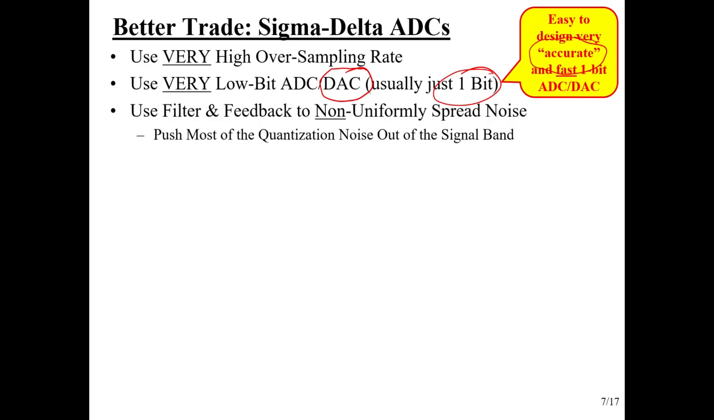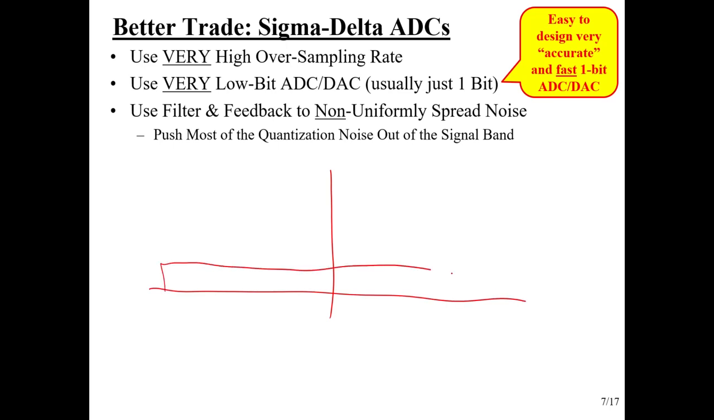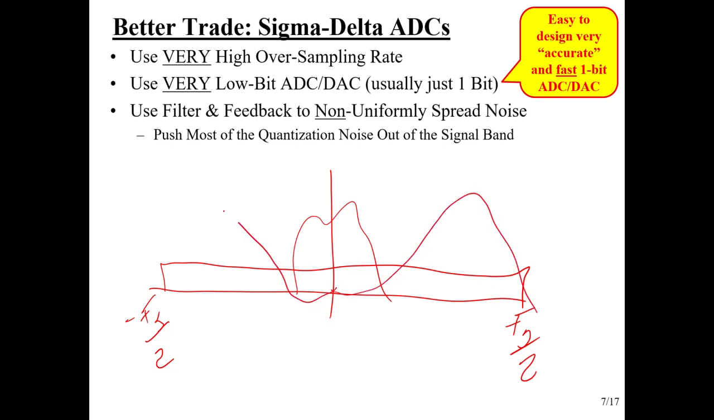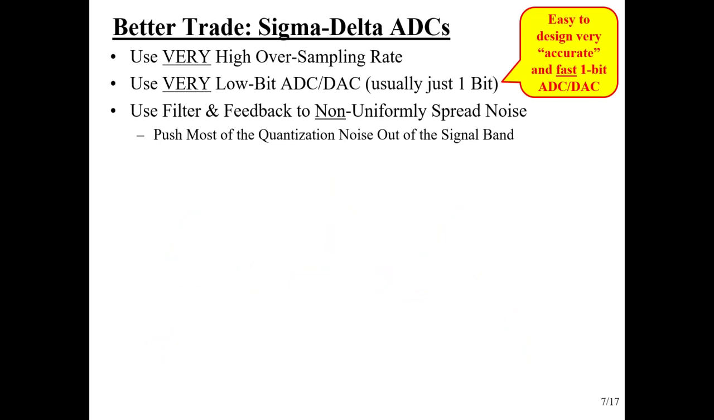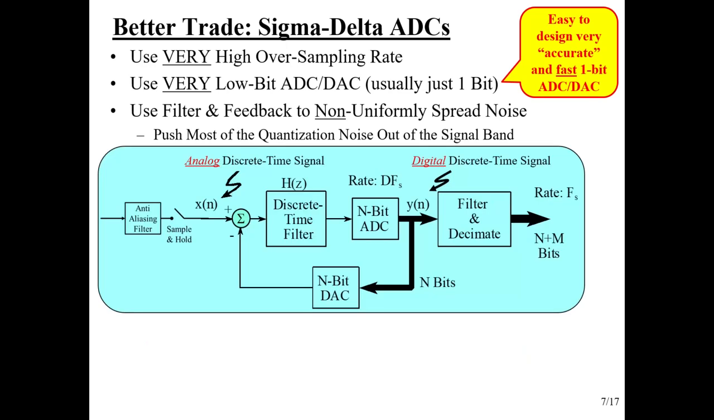Now, we're going to also need some filtering and some feedback, and our job is to try to non-uniformly spread the noise in the frequency domain. So we saw that the noise was spread uniformly over minus Fs over 2 to Fs over 2, and the signal was in here somewhere. But what if we could push most of that out there? That would be better. So that's what we're going to try to do. And here's the system through which we're going to do that.